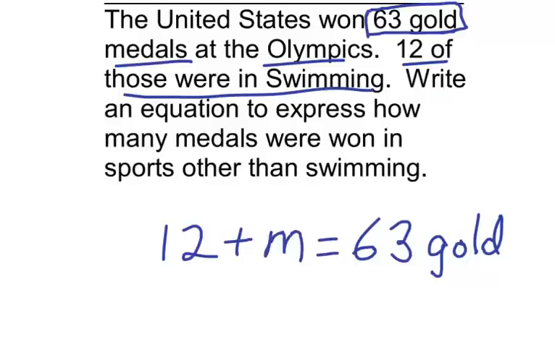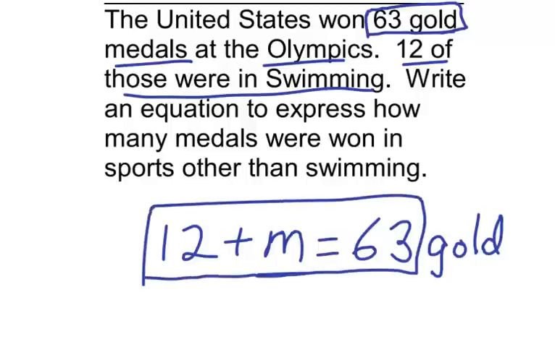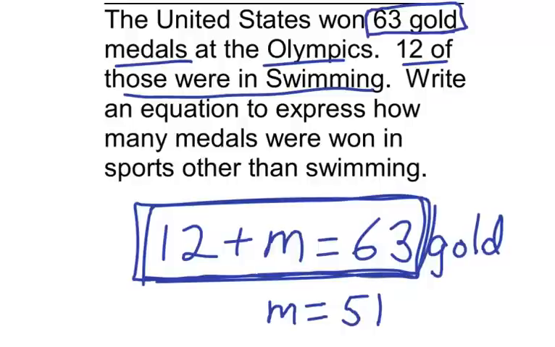So we can put M for medals maybe. So 12 were in swimming, and then plus M, all the rest of the medals, would equal 63. So it says write an equation to express how many medals. Here's our equation. Okay, 12 plus M equals 63. If we were to actually solve for that, we would just take 63 minus 12, and we would know that M is 51 medals. Okay, but they weren't even asking for that. They were just wanting to know what would the equation be. So there it is: 12 plus M equals 63.